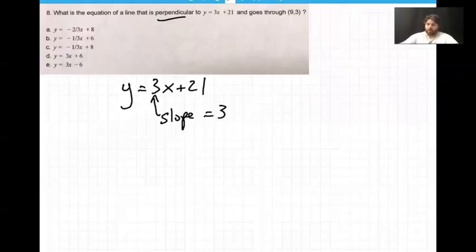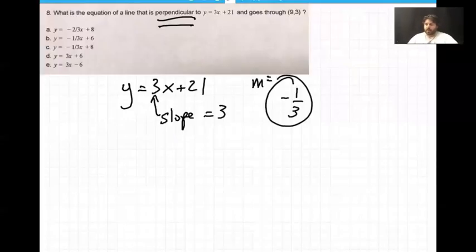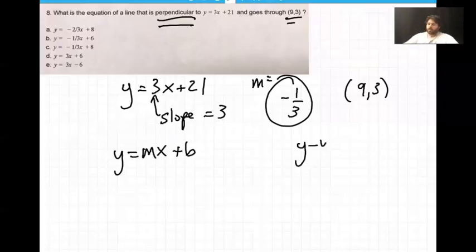So we're talking about perpendicular slope, so we need to do -1/3. This is the slope that we're going to use, okay? And it has to go through this point (9, 3), so we're just going to use either y equals mx plus b, or we're going to use y minus y1 equals m times x minus x1. All right, let's try y equals mx plus b first. Remember, we're going to solve for b, and then we write the equation. In the other form, we just basically solve for y and we're done.